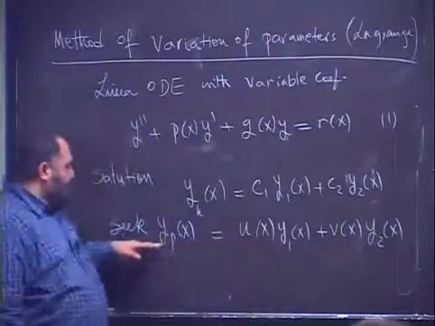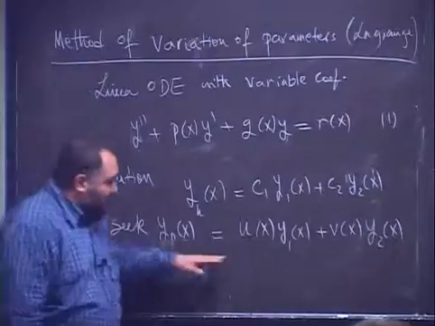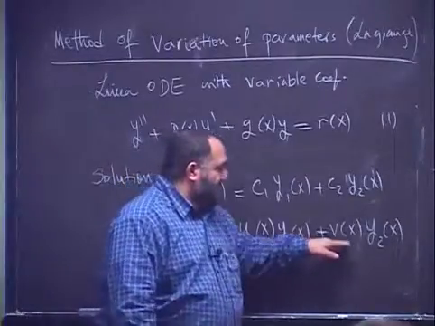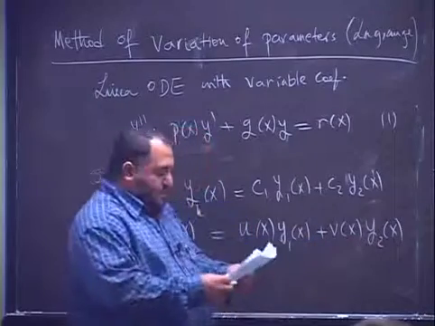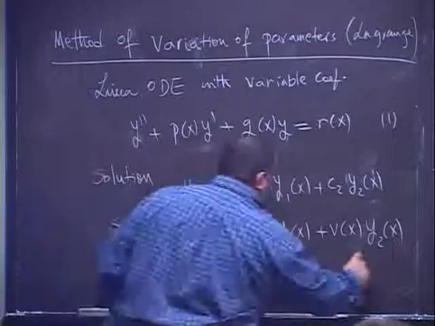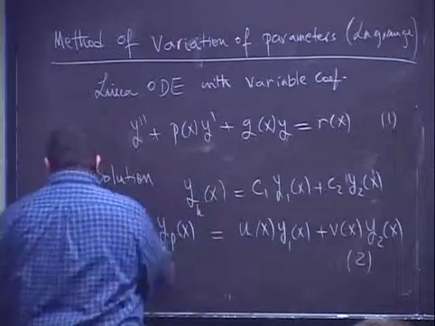Then we will assume, or we will seek, a solution for the particular integral to be u of x y1 of x plus v of x y2 of x. Then we'll call this equation number 2.